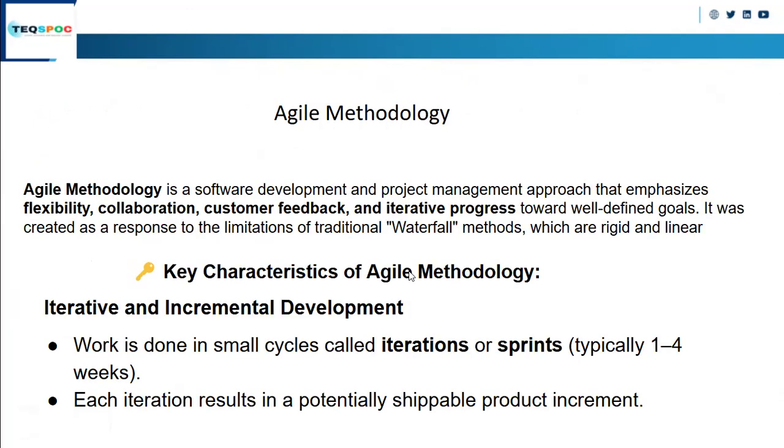So first, what is Agile methodology? Agile methodology is a software development or project management approach that emphasizes flexibility, collaboration, customer feedback, and iterative progress towards a well-defined goal. It was created as a response to the limitations of the traditional waterfall method, which is rigid and linear. So basically, in the waterfall model, what happened?